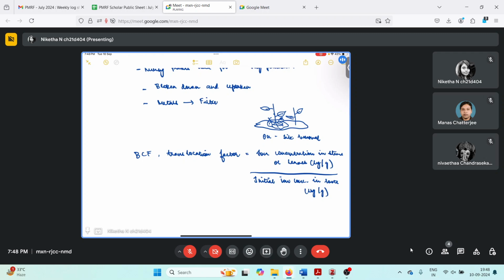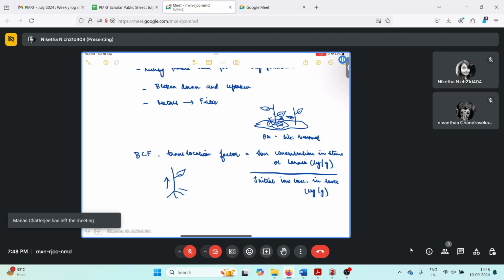So why we are using the translocation factor is to tell how much of the metal is traveling from the root upwards into the stem and leaves. So if the translocation factor is high, it means that the concentration of the metal or ion is higher in the stems and leaves when compared to the roots, which is a good thing, because if you have more concentration of metals in the roots, when we cut the plant, the root is what is going to be inside the soil, right? So the contamination is not completely removed.